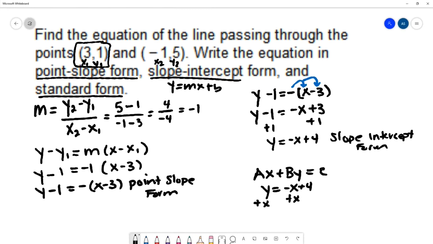So we're going to add x, that's x plus y equals 4. So we have x plus y equals 4, the x and y terms on the same side and the constant on the other side.